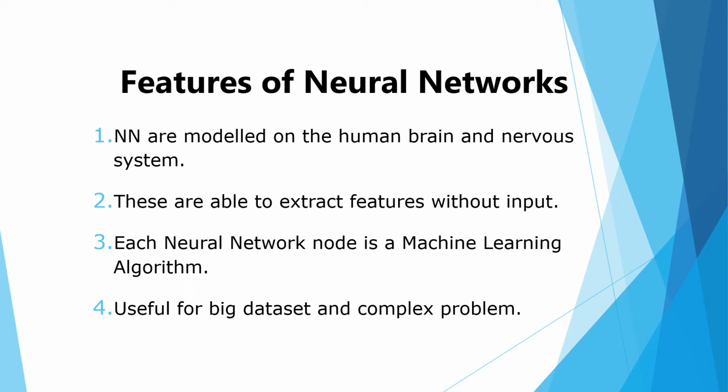Features of neural networks. Neural networks are modeled on the human brain and nervous system. These are able to extract features without any input. Each neural network node is a machine learning algorithm, and it is useful for big datasets and complex problems.